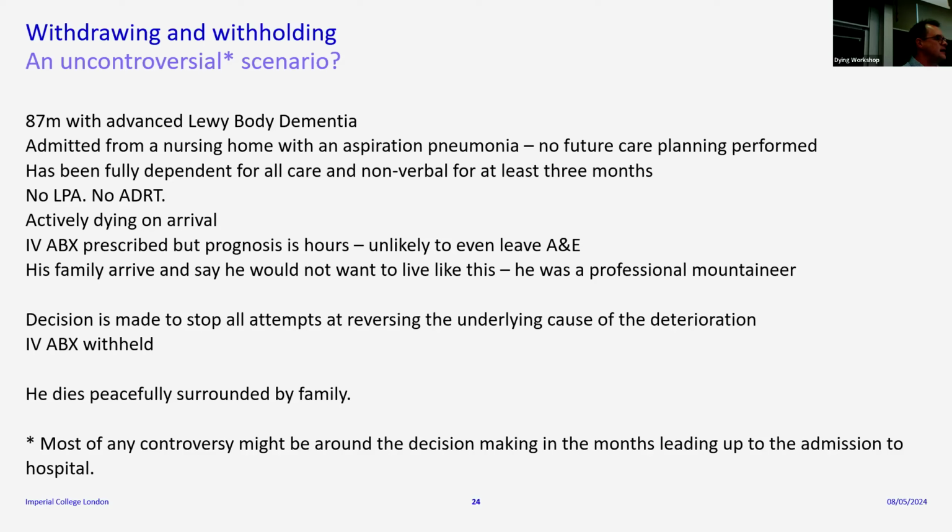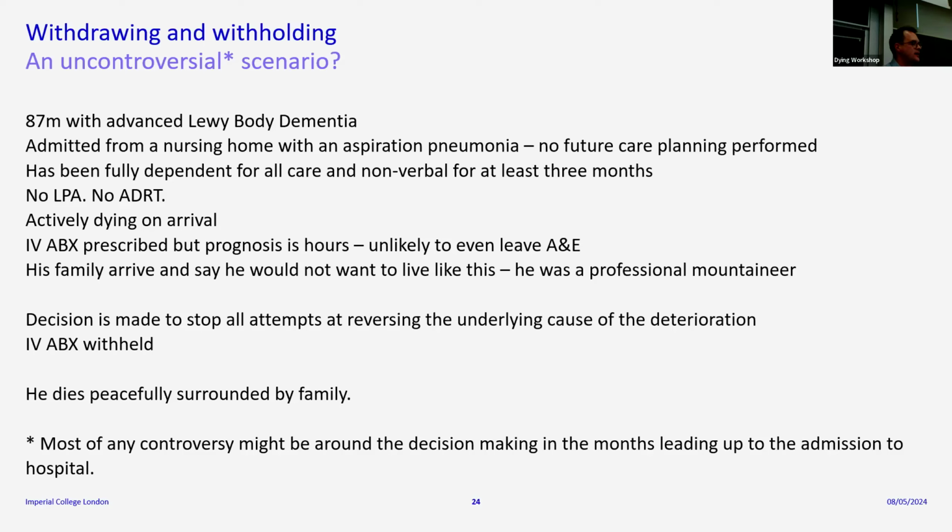And actually, he's so unwell, he's unlikely to even leave A&E. You wouldn't put him in the lift to try and get him to the ward. And the decision is made to stop all attempts at reversing the aspiration pneumonia. Not all aspirations are infective in origin, so antibiotics may or may not have worked anyway, and he dies peacefully. So that was withdrawing of the antibiotics, a potentially reversible intent treatment, and that's relatively non-controversial. This happens reasonably often. And I think most people would agree that is a form of dying that we recognise.